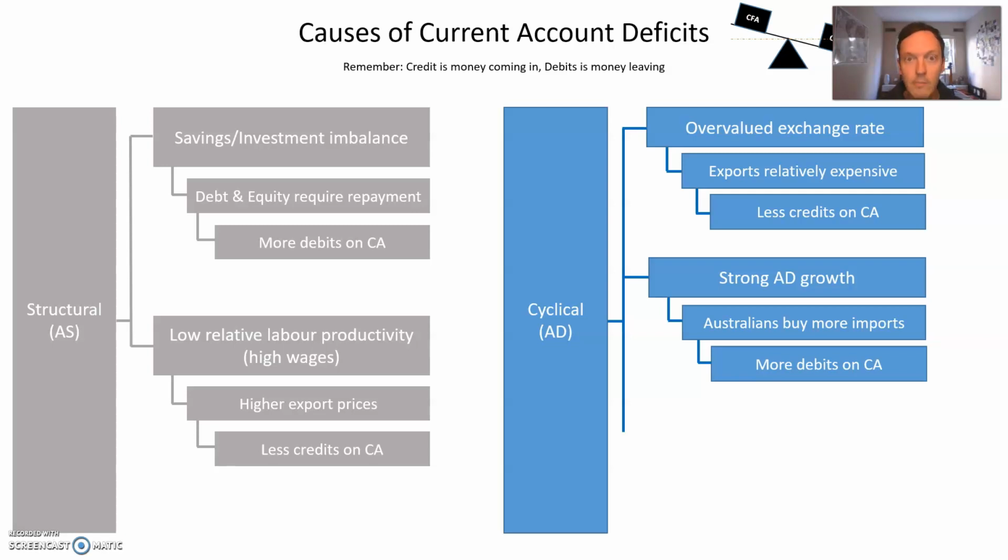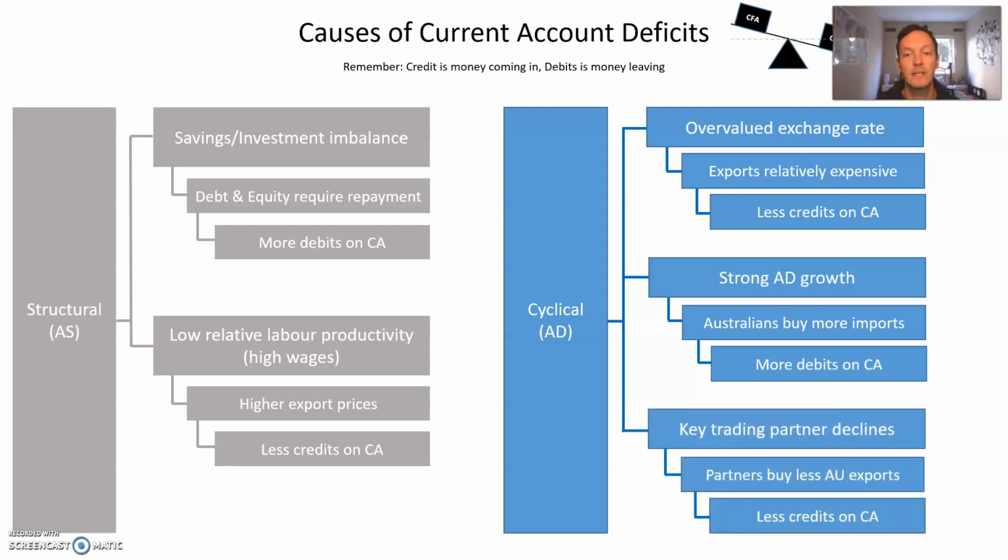And when we import more stuff, the good comes in and the money leaves. So when we import more, that's more debits on the current account, increasing the current account deficit and moving that seesaw further down. And then the final one here is key trading partner declines. And again, this is all in relation to the business cycle.